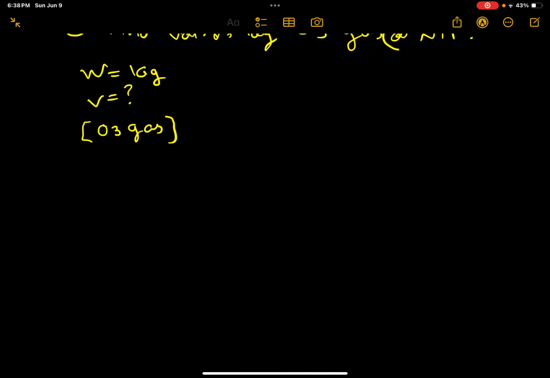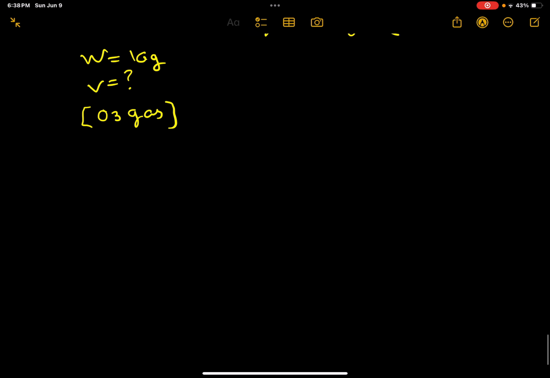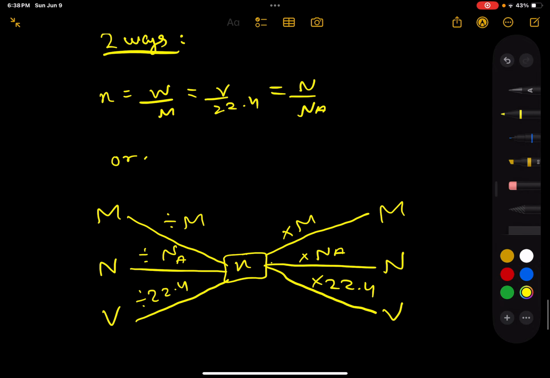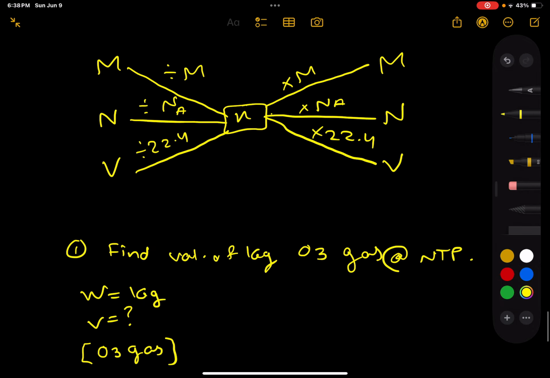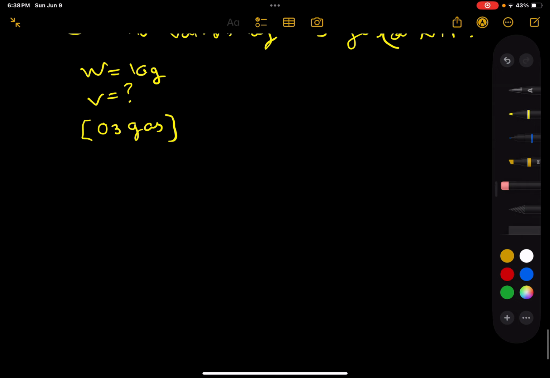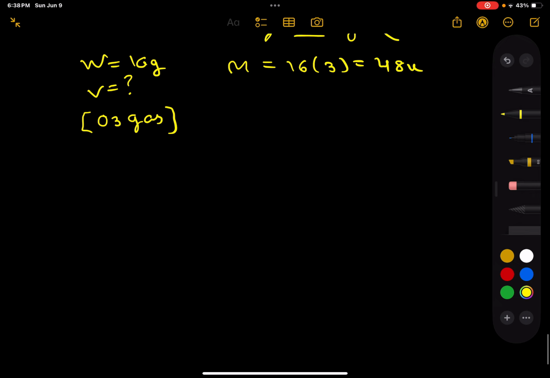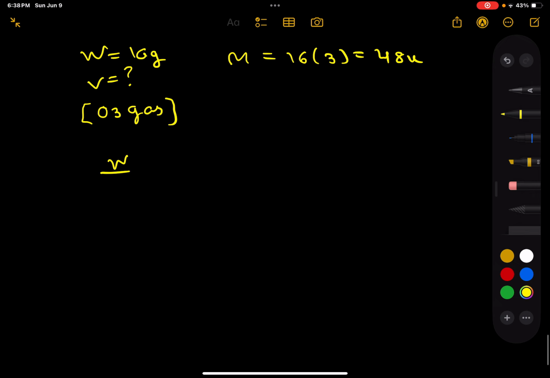Or instead of doing that, we can do this instead. n is equal to W upon M. We have seen this formula right here, we can use this formula. Now let's calculate first the molecular mass of O3, which is 16 times 3, which is equal to 48 u. So that means W upon M is equal to V upon 22.4.